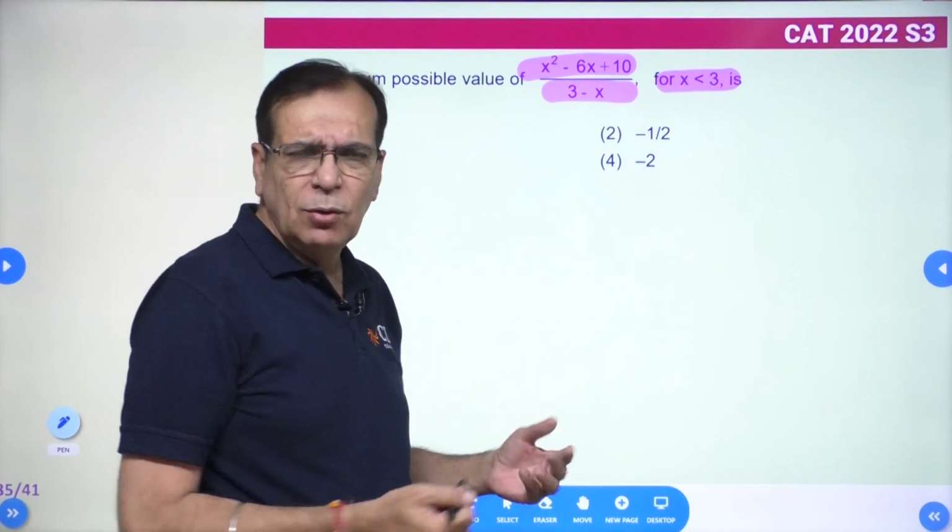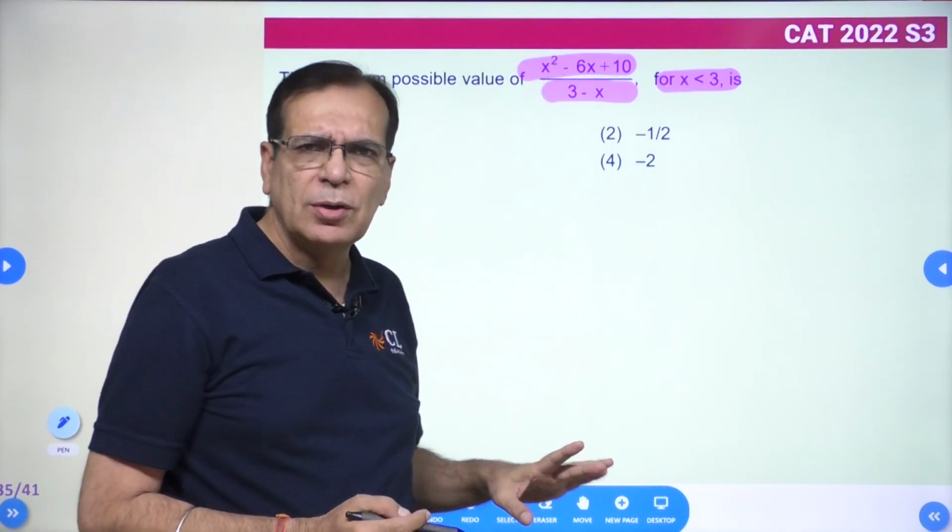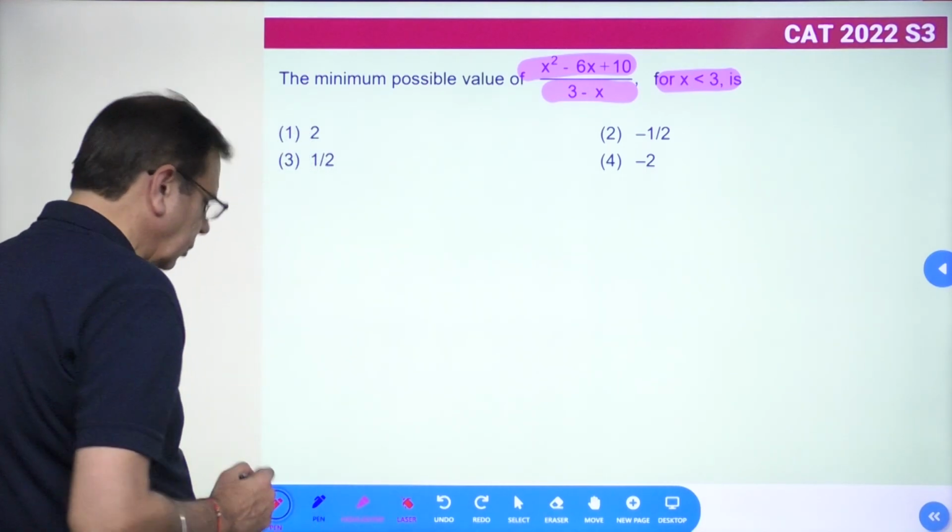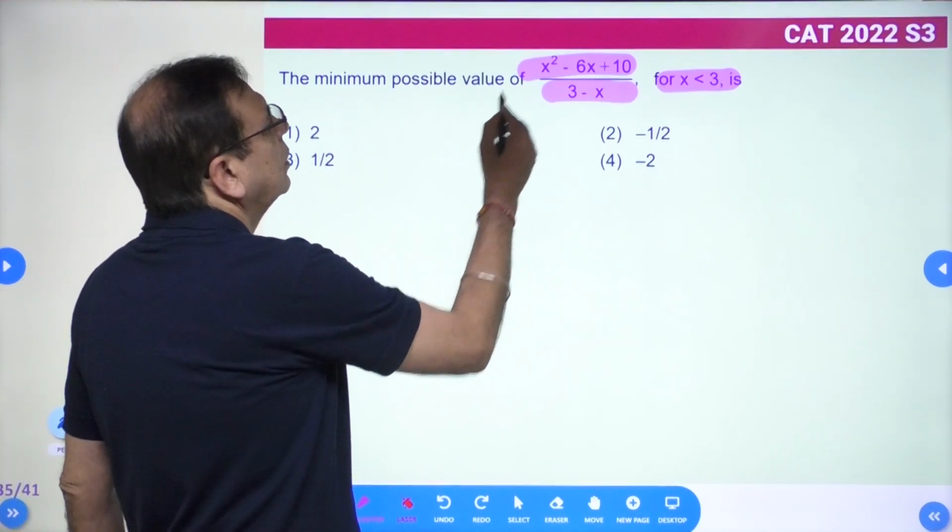One is by substituting values. One is by trying to simplify the equation. हम पहले simplify करने की कोशिश करते हैं equation को. Okay. Now let's look at this expression numerator में.